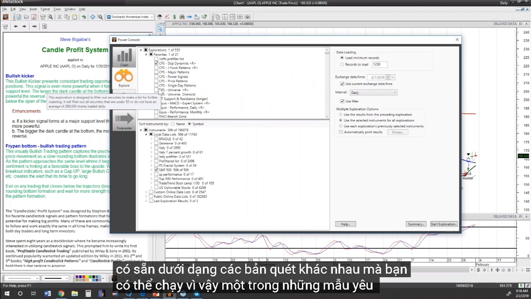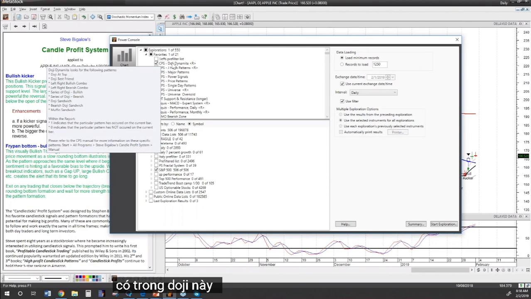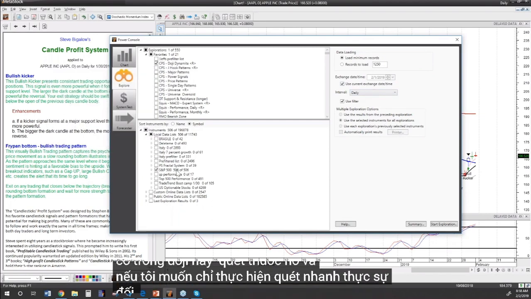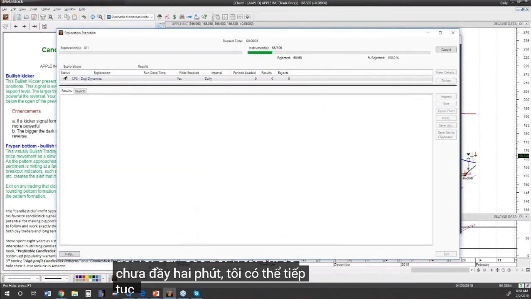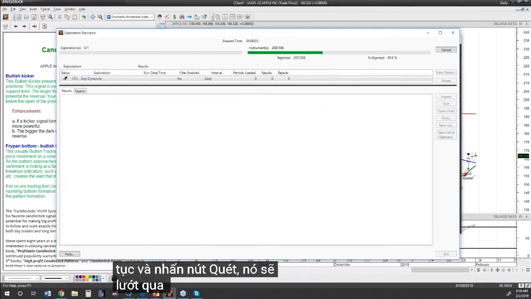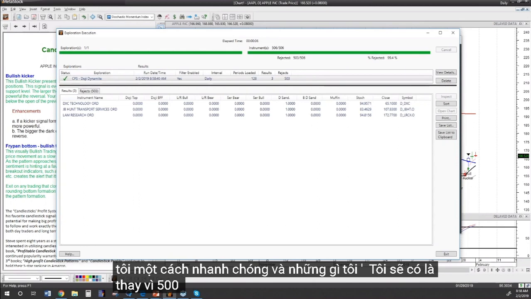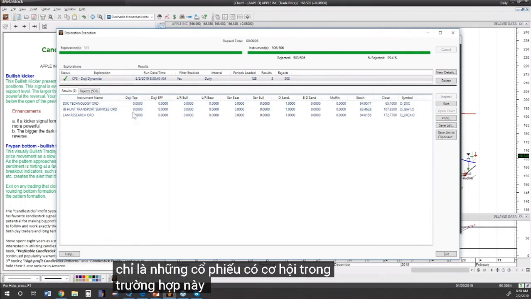So one of my favorite patterns is the pattern called the Doji Best Friend, which is in this Doji Dynamite scan. And if I want to just run a real quick scan against the S&P 500 because I only have less than 2 minutes, I can just go ahead and hit the scan button. It's going to go through those 500 securities for me that quickly. And what I'm going to have is, instead of the 500 stocks that are out there, I've rejected almost all of them. I can just look at the ones that have an opportunity, in this case for Monday morning.